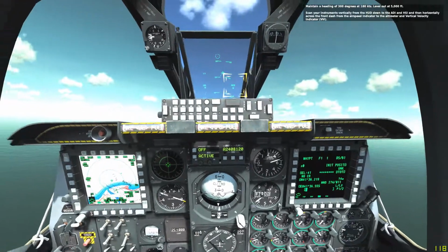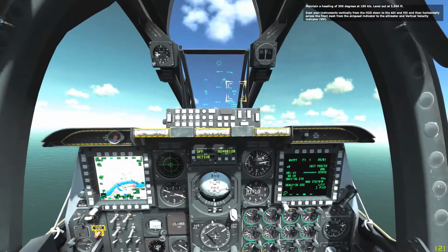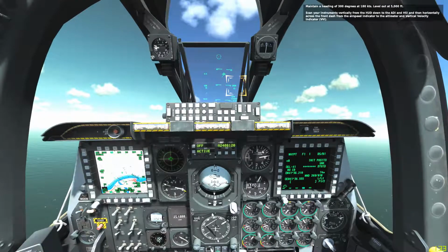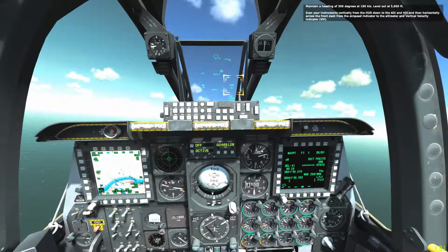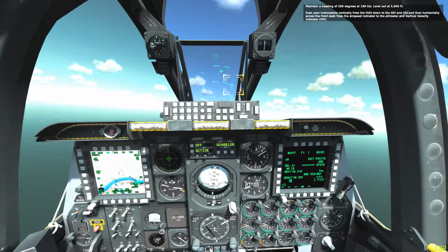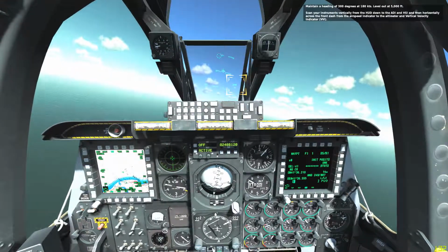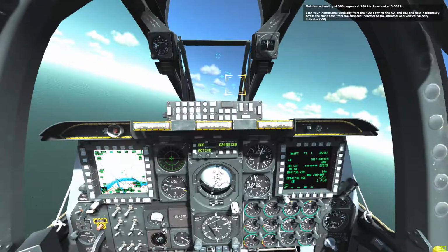Maintain a heading of 300 degrees and 180 knots. Level out at 5,000 feet. Scan your instruments vertically from the HUD down to the ADI and HSI, and then horizontally across the front dash from the airspeed indicator to the altimeter and vertical velocity indicator.